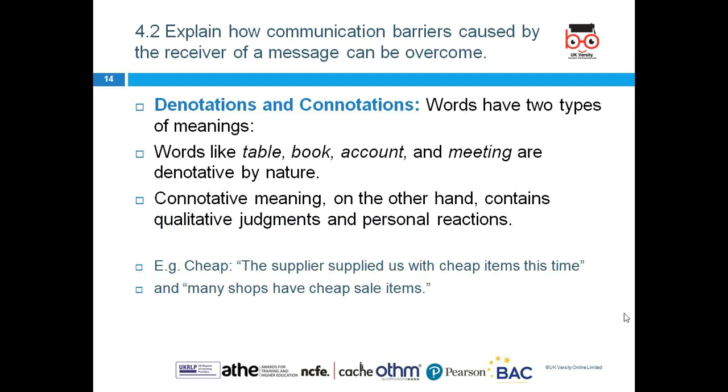And then denotations and connotations. Words have two types of meaning. Words like table, book, account, and meeting are denotative by nature, and connotative meaning, on the other hand, means qualitative judgments. For example, "cheap": the supplier supplied us with cheap items this time. If I look at that, I'm thinking, oh, they gave us crappy items, not good quality. But then I might see the same word again, like many sales have cheap sale items, and in that way I'm happy because I'm getting something at a good discount. So it really depends on how you feel about certain words and what your reactions and judgments are to certain things.